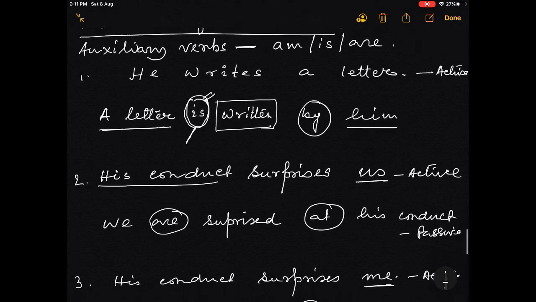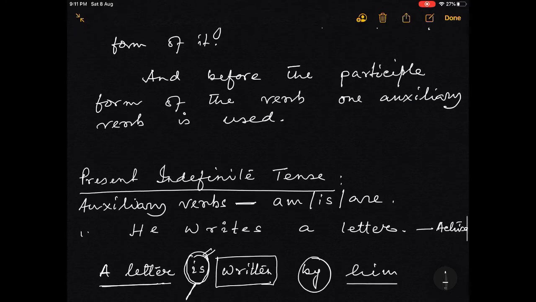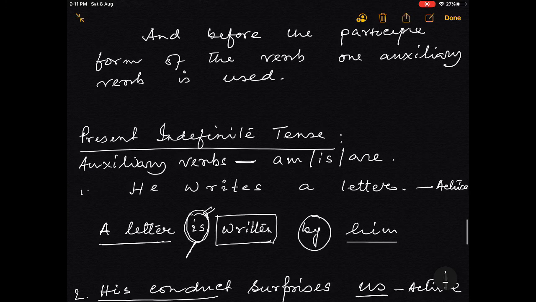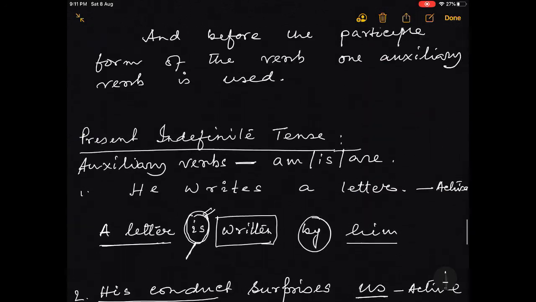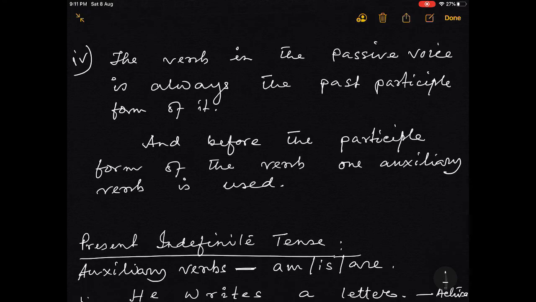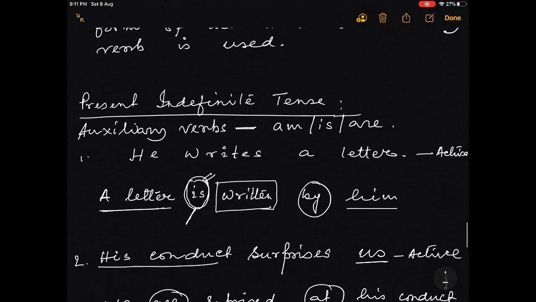Okay, now it is clear, I think. So in the case of present indefinite tense, the auxiliary verbs will be am, is, are before the main verb.